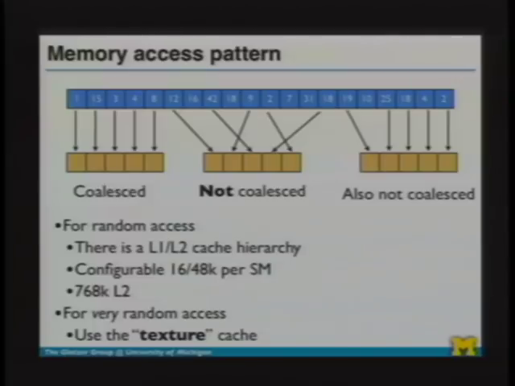And if you're familiar with cache levels at all, there is a 768K level 2 cache that's shared across all the chips, all the streaming multiprocessors. Okay.